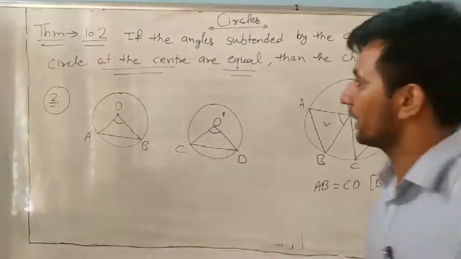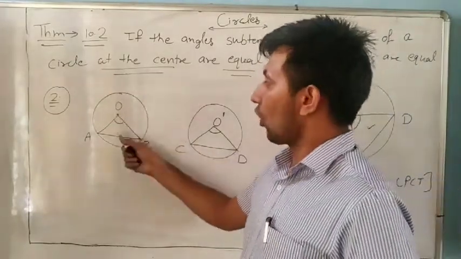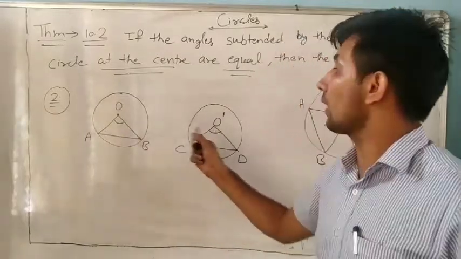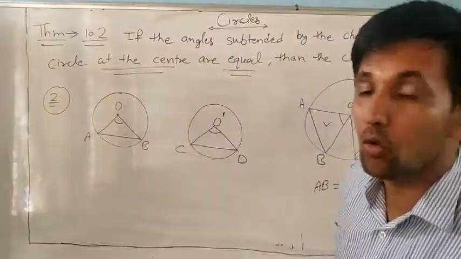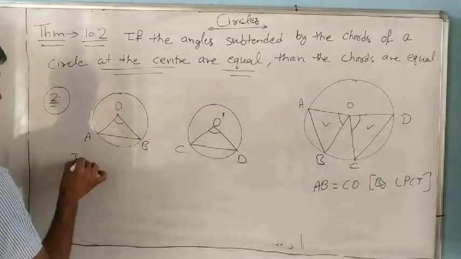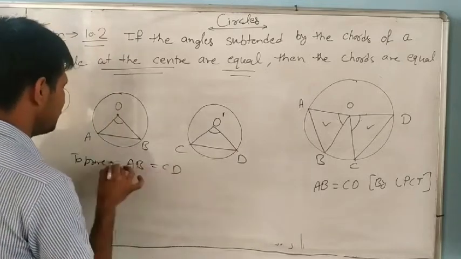Now you have to prove that if chords of two congruent circles make equal angles, then the chords are equal. What do we want to prove? To prove AB equal to CD. How will you prove that?